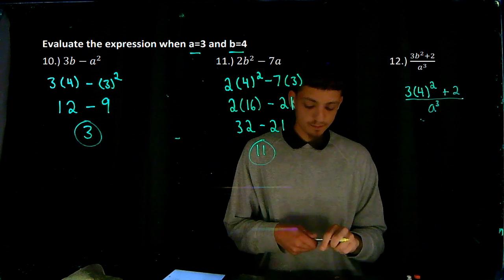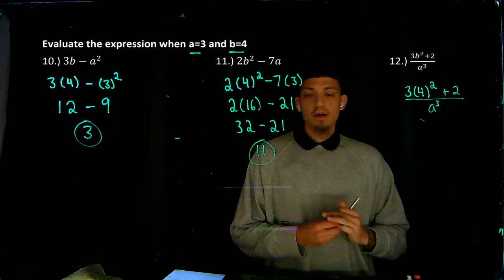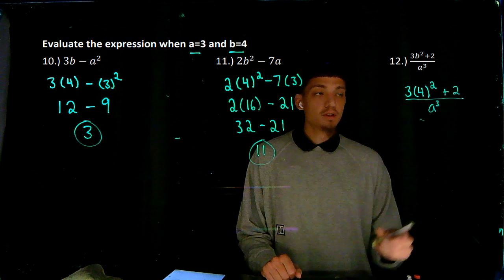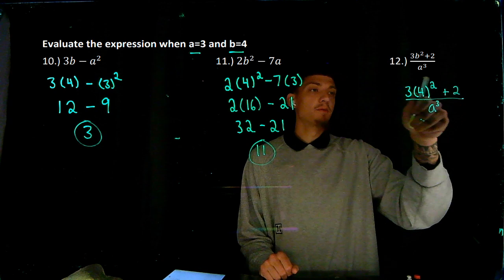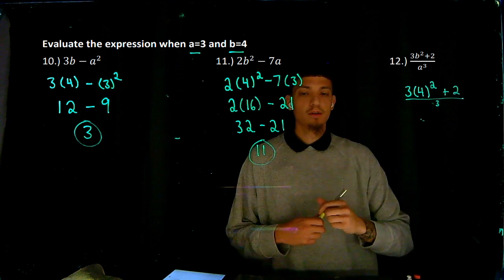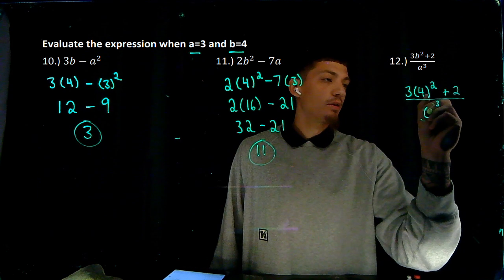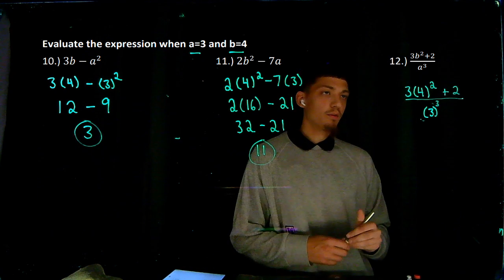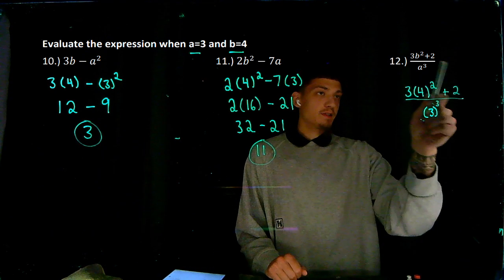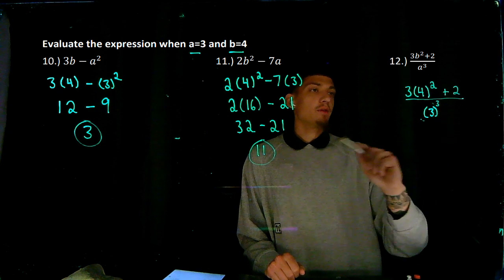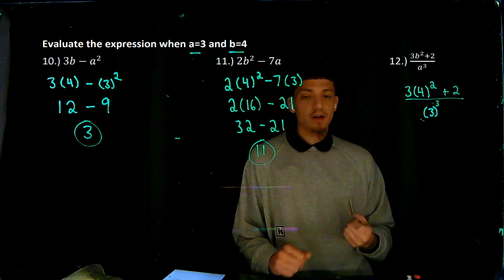All right, so again, when solving problems like this, we got to make sure we simplify. Oh, I didn't plug in my a to the 3rd. 3 to the 3rd. All right, so like I was saying, when solving these problems, we got to make sure that our numerator and denominator is a single numerical value before we divide.